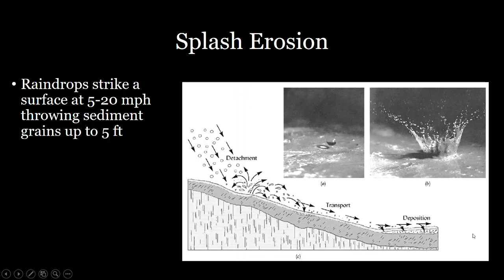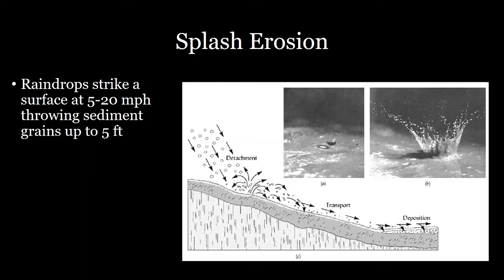Another maybe surprisingly important factor for erosion is splash erosion. As a raindrop falls, it can strike a surface at roughly 5 to 20 miles per hour, and that striking of a raindrop can provide enough energy to erode a surface away and provide that activation energy for that sediment to be transported somewhere else.